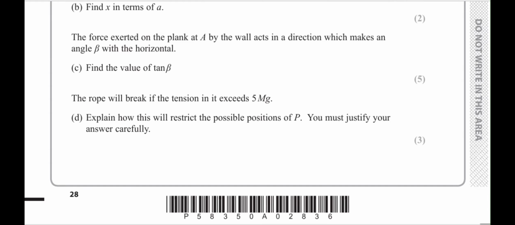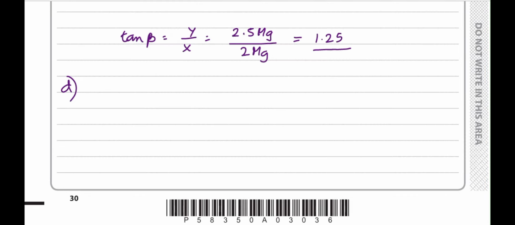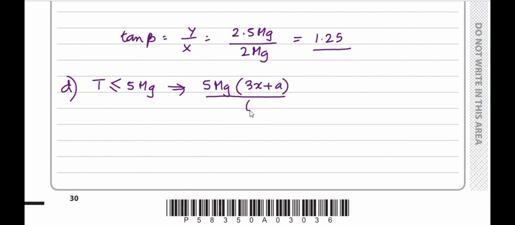Last part of the question. The rope will break if the tension in it exceeds 5 mg. Explain how this will restrict the possible positions of P. You must justify your answer carefully. For the rope not to break, T should be less than or equal to 5 mg. That means we know already the value of T, that is 5 mg(3x plus 1a) all over 6a, and this should be less than or equal to 5 mg.